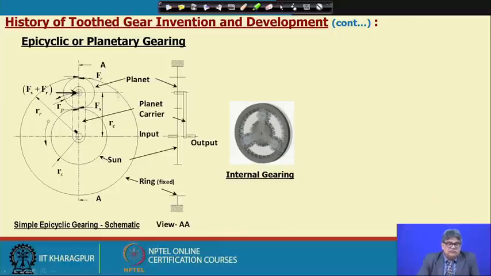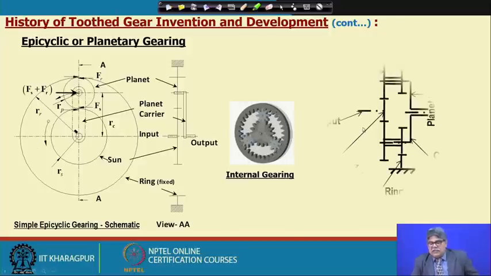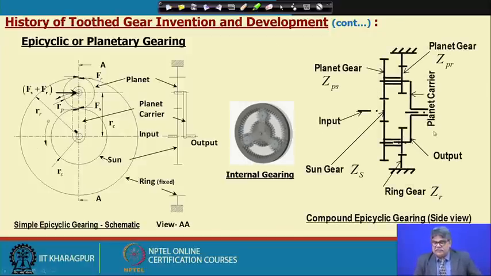Now, this is of course the simple gear train, and here this planet is, you can say, some sort of idler. It is not transmitting the torque to the shaft, the gear itself is not; it is transmitting torque from the sun to the ring gear.